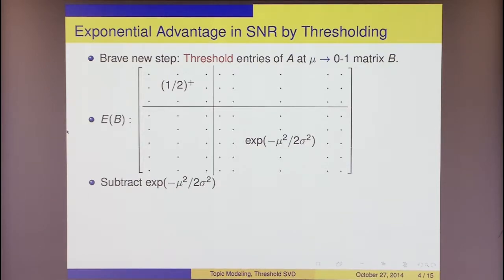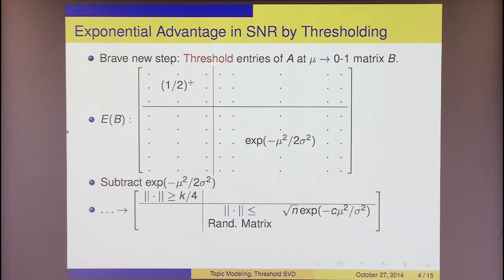Now we know B. We're not given E of B, right? We know B. So we just subtract this bit from every entry of B. So the mean is 0. And now what happens? See, something simple and nice happens.